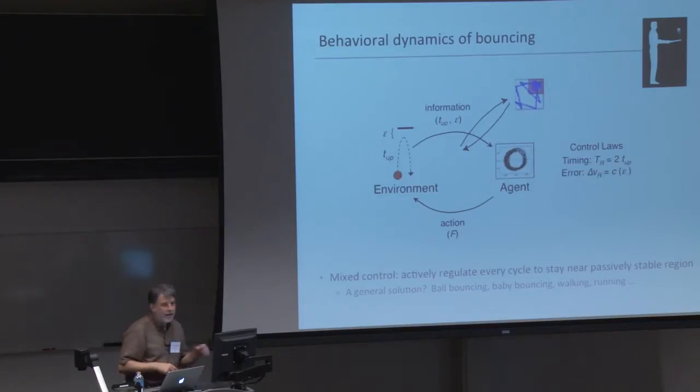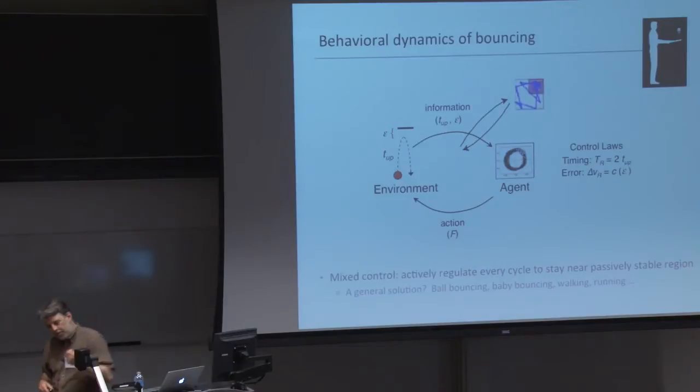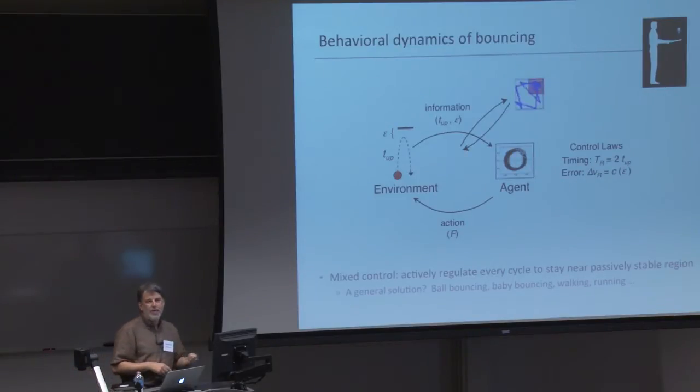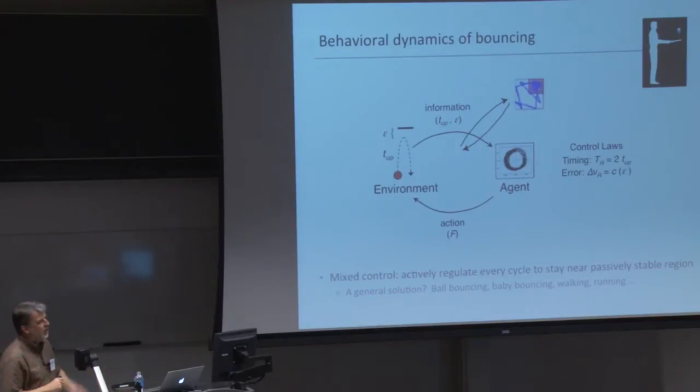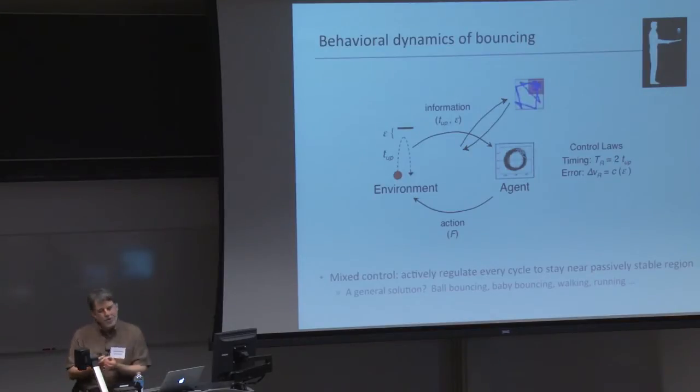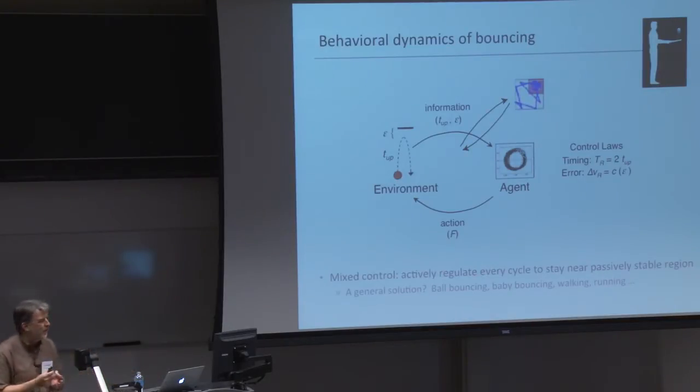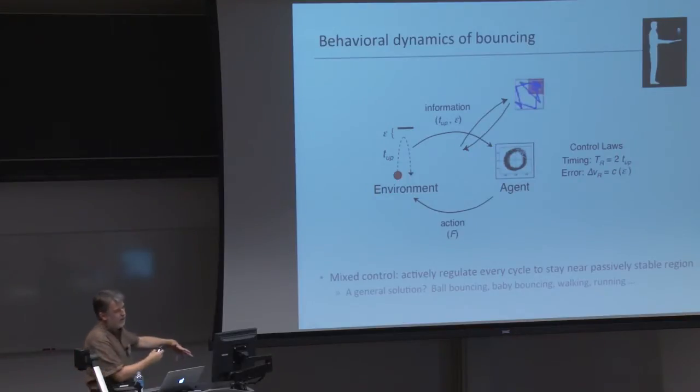And error to the target is corrected not by computing the required velocity of the next impact, but by the change in racket velocity from what you did last time, right? So if you undershot the target here, you must have hit it at too low a velocity last time, so you're going to hit it at a higher velocity next time, and that's a simple linear relationship with the error. So these are very simple little control laws, not computationally expensive, but they serve together with the dynamics of the system to keep it stable, right, and to keep it near this passively stable region.